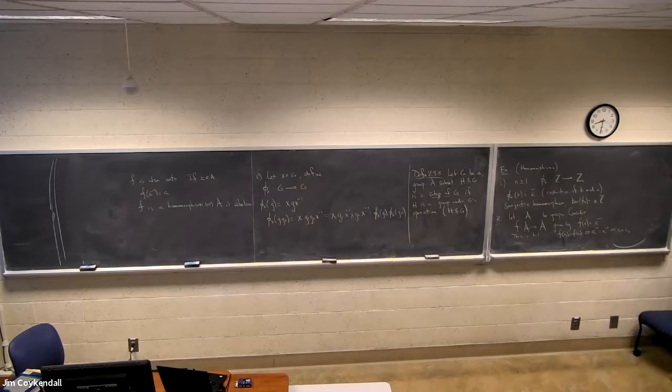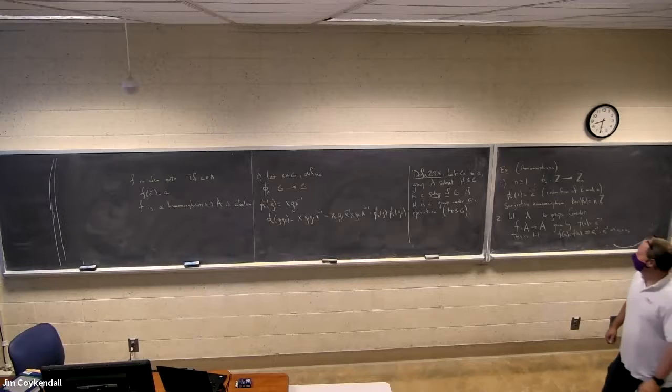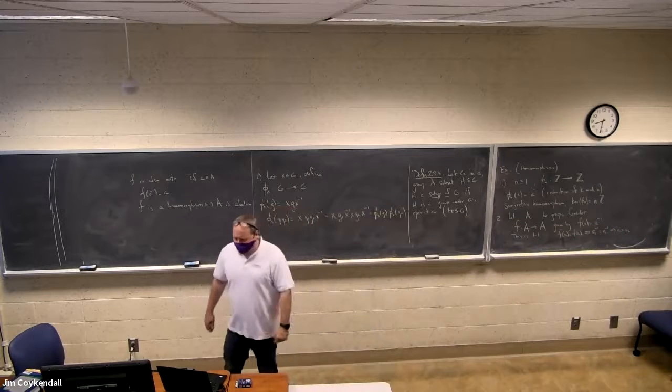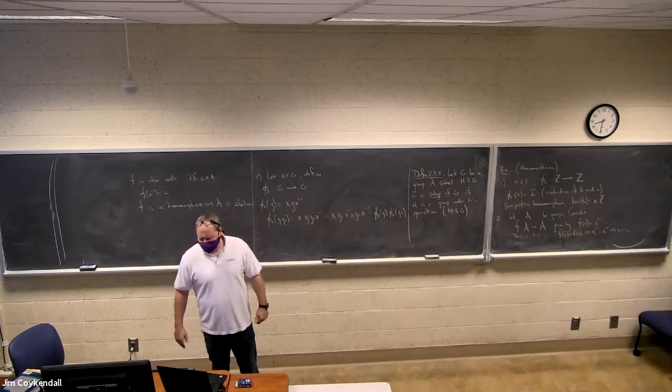It's just a baby group inside the group. Every group has two sort of obvious subgroups. Can anybody tell me what they are? The group itself, right, and the identity. And these are usually different subgroups. So the idea is, of course, the subgroup is just a smaller group inside a group.